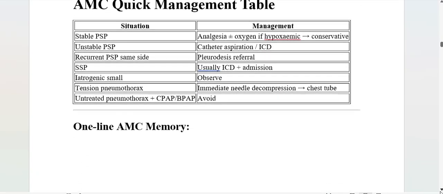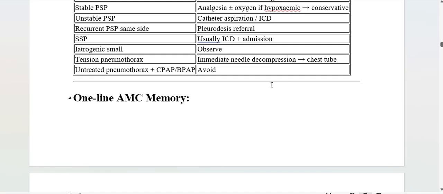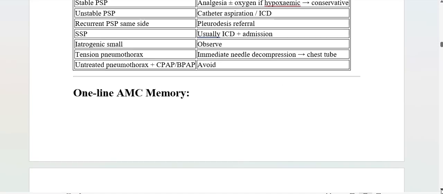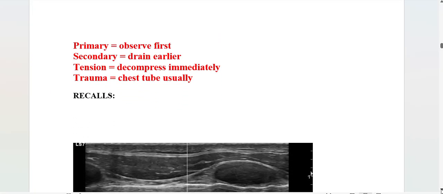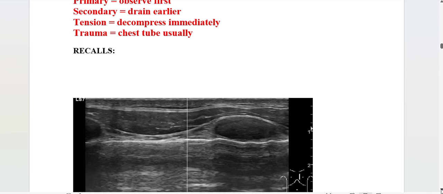That is not important, we already did that. Summary: stable, analgesia, oxygen, conservative; unstable, catheter aspiration, ICD. Recurrent, pleurodesis referral. Secondary, ICD, chest tube, chest drainage, admission. Iatrogenic small, observe; tension, needle decompression and then chest tube. Untreated pneumothorax plus CPAP, BPAP, avoid. We have to avoid. If we really want to put that patient on it, then we do the chest tube first. Secondary, drain, early attention; tension, decompress immediately; trauma, chest tube usually.